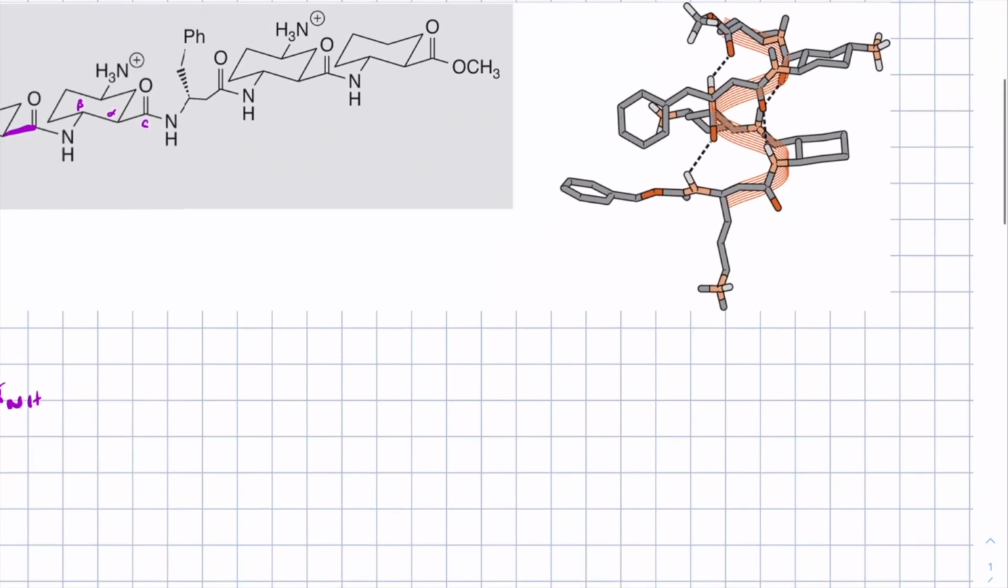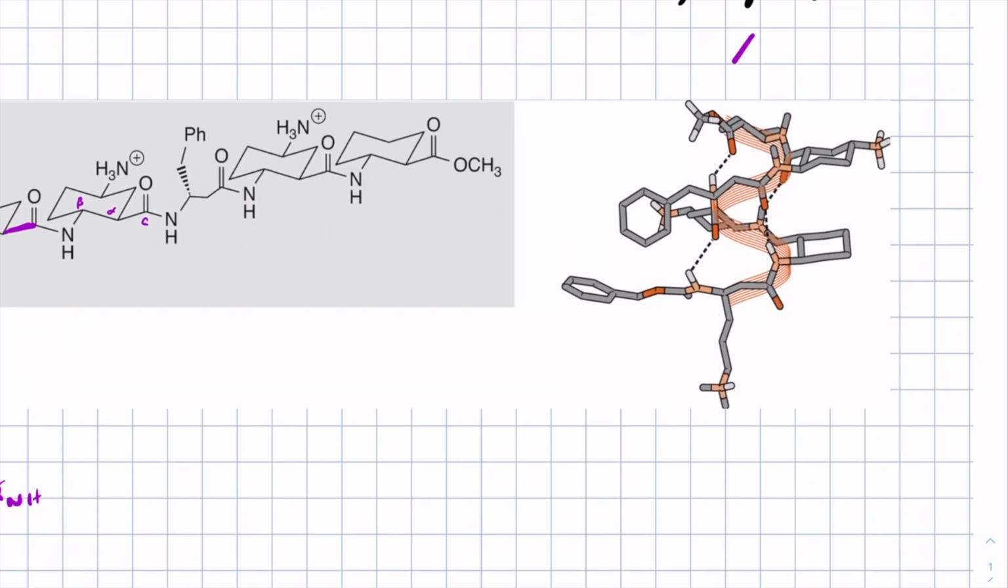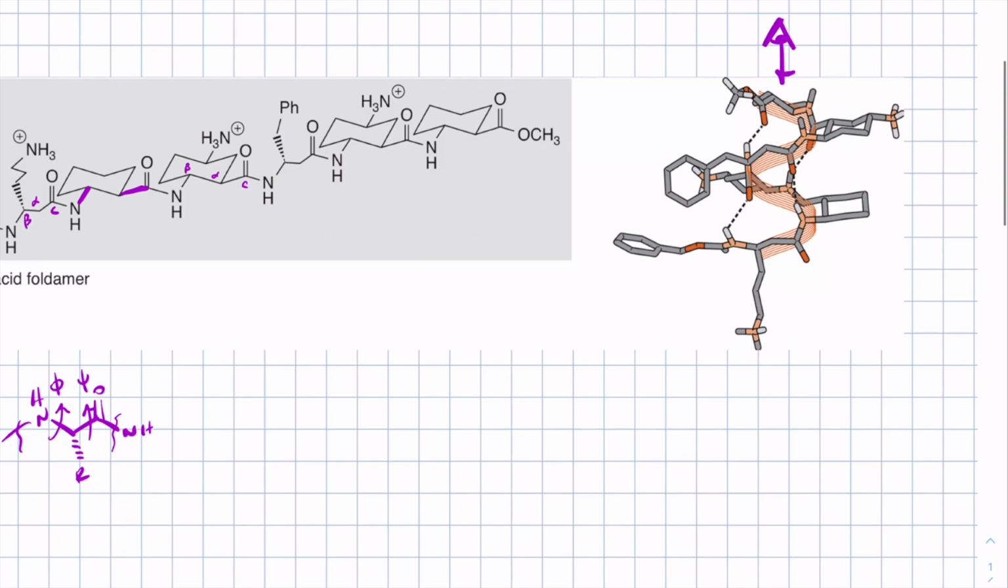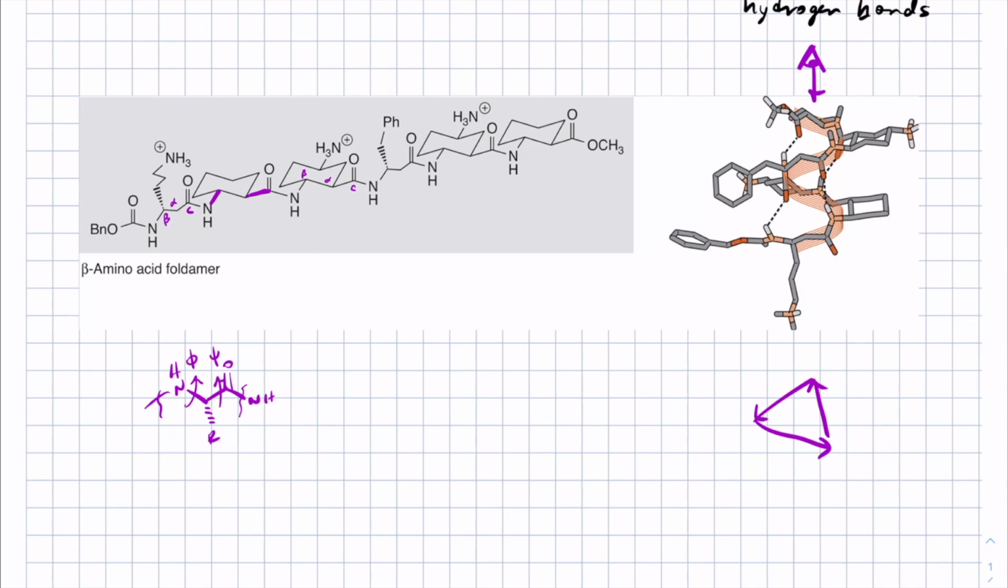It turns out that if you look down the helical axis, one of the things you observe is that the side chains sort of repeat, come back to the same position around the helix in sort of a 3 residue repeat. So every 3 residues you're back on the same side. And that's why, for example, this cyclohexane residue, number 2, is on the same side of the molecule as cyclohexane number 5.